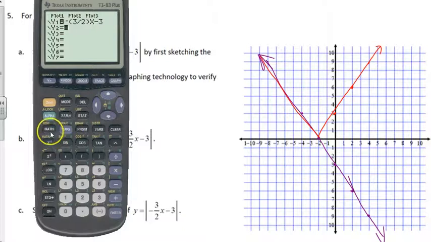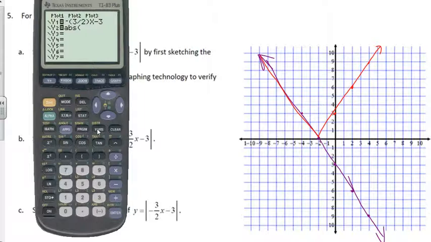So the absolute value function is in the math menu. So hit math. Arrow over to num, and it's number 1. So you can either hit 1 or enter. That's the absolute value function. Okay, now, I could just type in -3/2 x minus 3, right? But I'm kind of lazy. So I'm going to just type in y1.